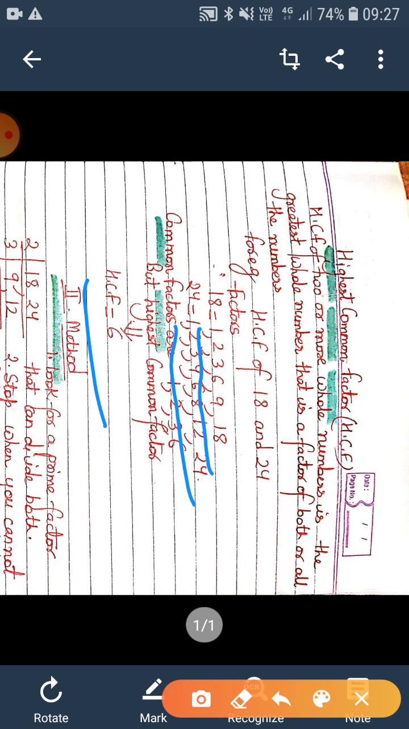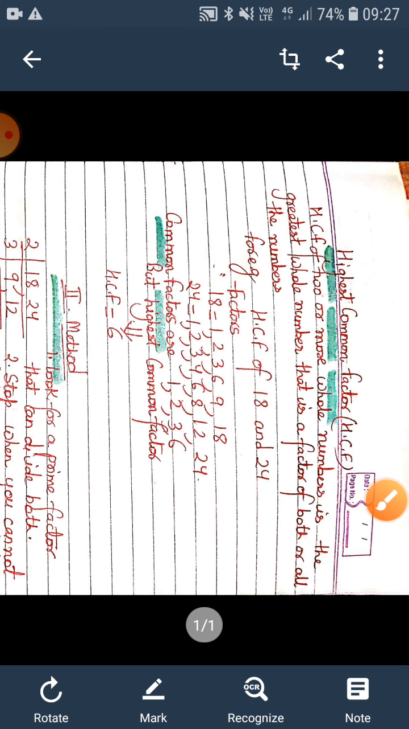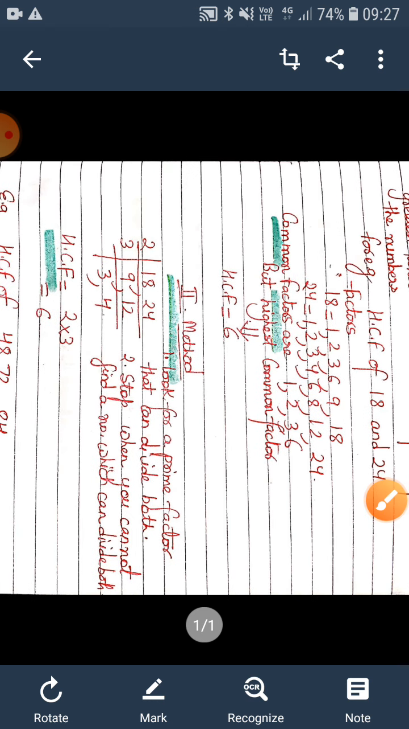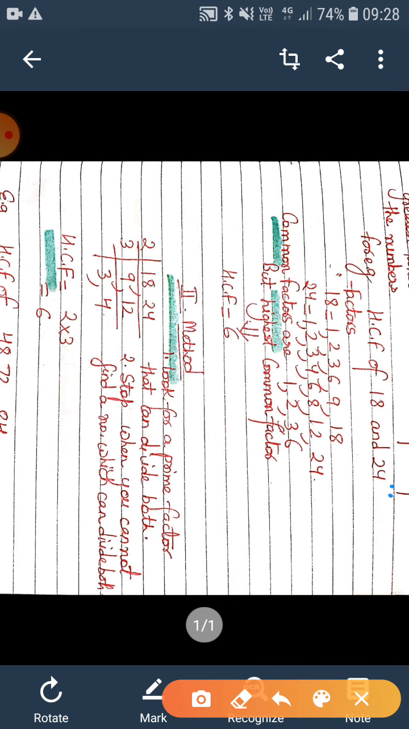Now let us look at the second method. The second method says that the steps are: look for a prime factor that can divide both. So we are writing 18 comma 24, and we have lines over here. So what is that number which can divide both of them? 18 and 24 are even numbers, so the number that can divide them is 2. So 18 divided by 2, we are writing the quotient as 9, and 24 divided by 2, we are writing the quotient as 12.